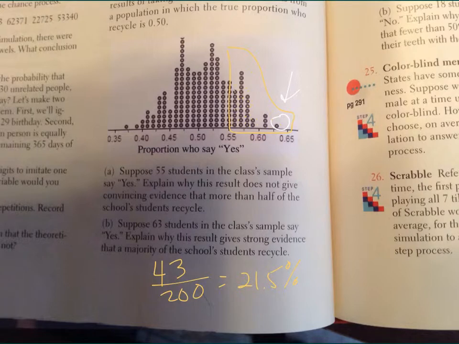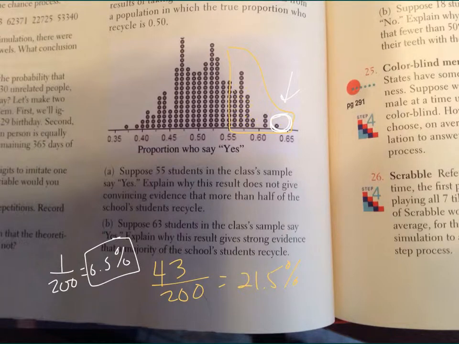Part B says, suppose that 63 of the students in the sample said yes. Explain why this is strong evidence. Well, if you look at the graph, I actually circled it already, this white dot. That's the only one that happened where it was 63 or more. So that's only one dot out of the 200 dots. 1 out of 200 is less than 1%. It's actually 0.5%, a very small percentage.